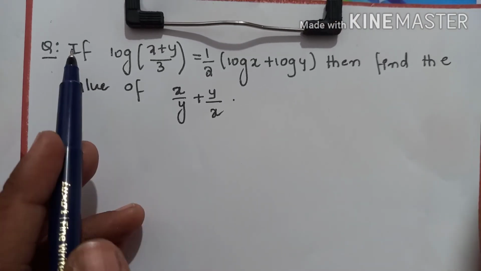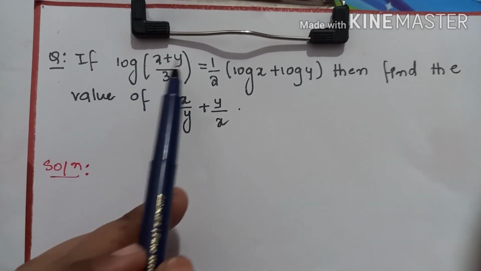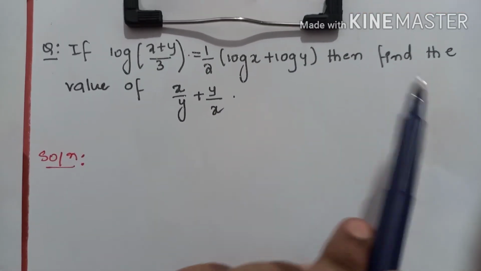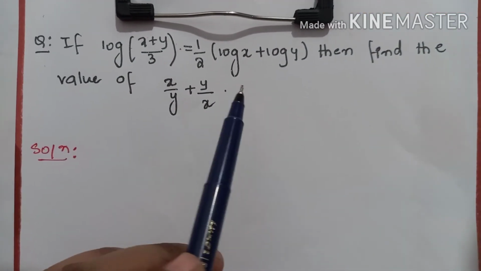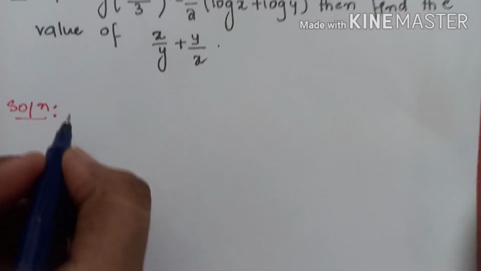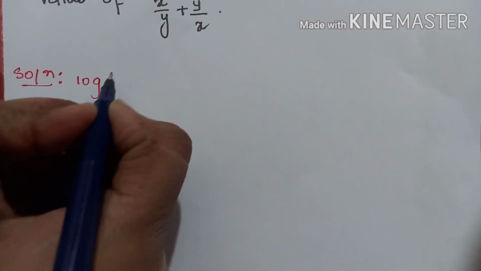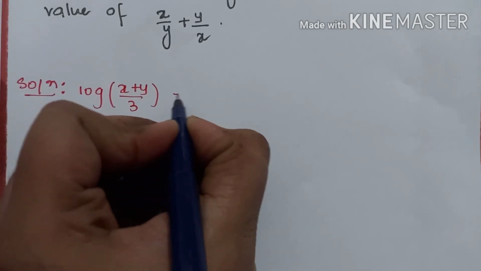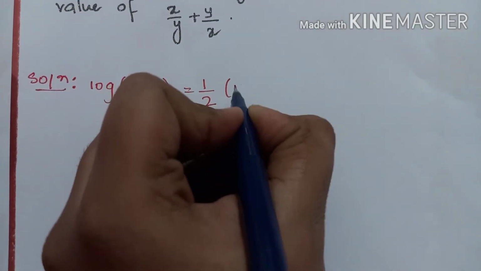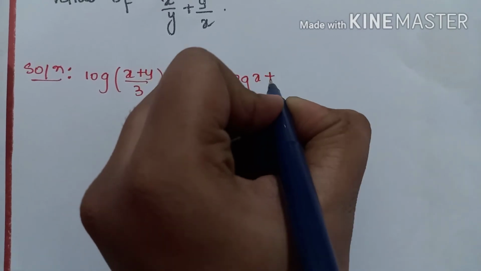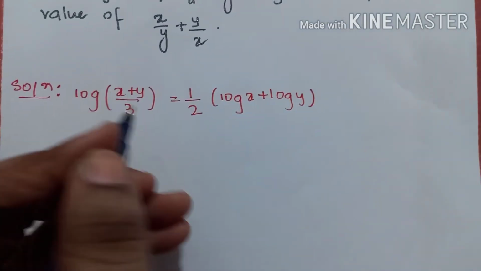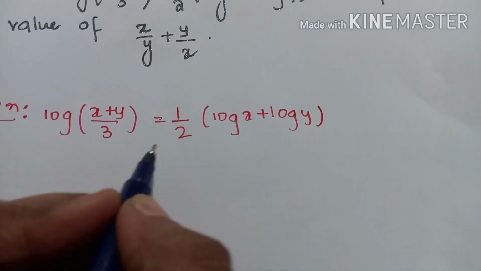Now the third question goes like this. If log (x plus y)/3 is equal to 1/2 (log x plus log y), then find the value of x/y plus y/x. Now the solution is, given log (x plus y)/3 is equal to 1/2 (log x plus log y). Before solving this exercise, be sure that you are very confident with the formulas.